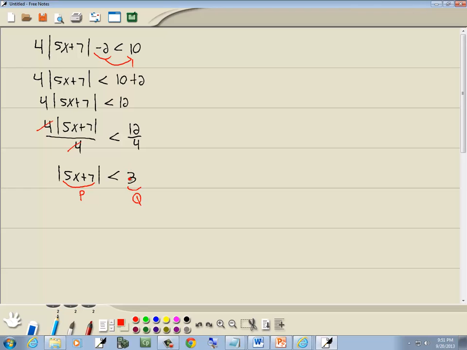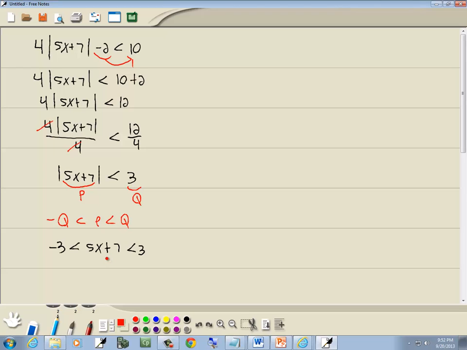Now this is case 1. We have a less than, and our formula for that is negative q is less than p is less than positive q. Wherever we have a p, we'll plug in 5x plus 7, and wherever we have a q, we'll plug in 3. So I get negative 3 is less than 5x plus 7 is less than positive 3. Now we want to solve this. This is a three-sided compound inequality, so we'll go through our 4 steps for that.